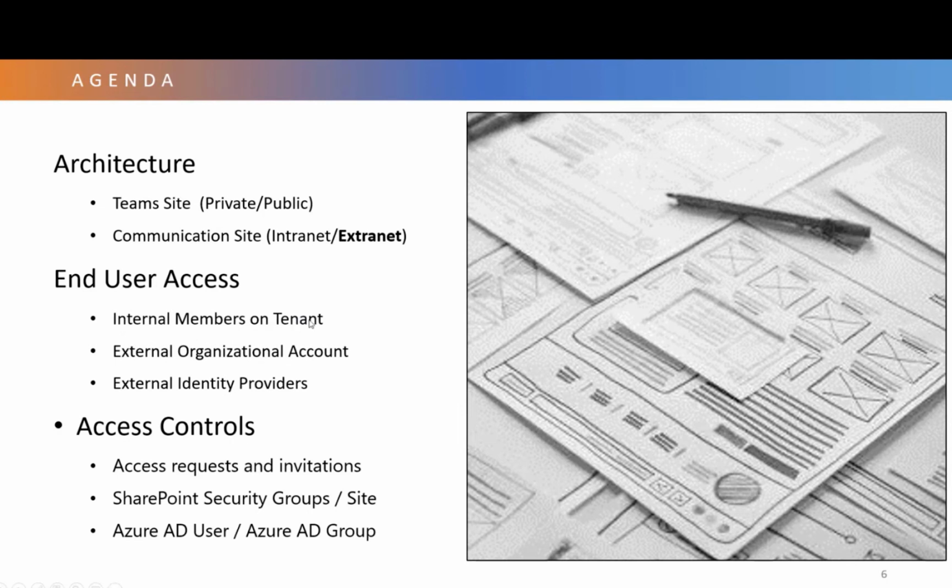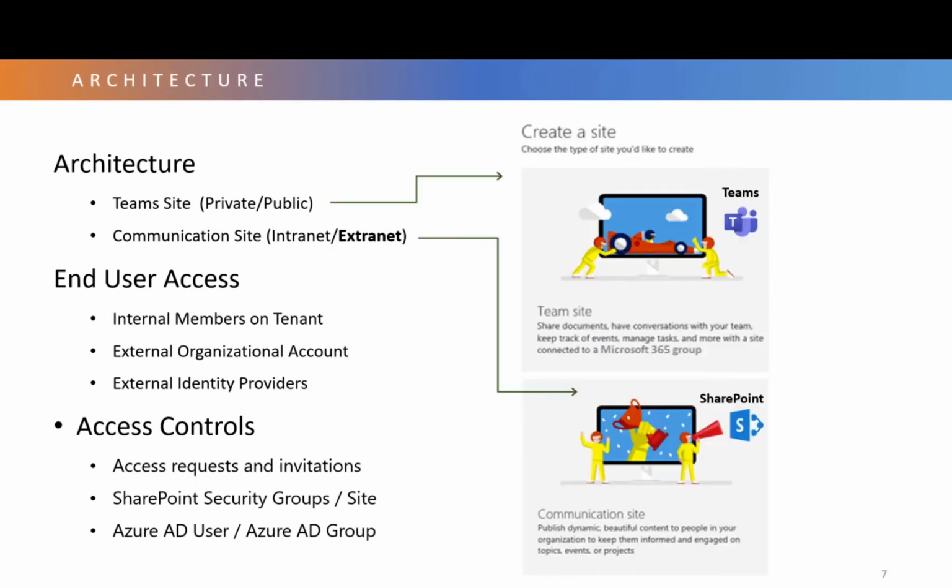The thing we're going to talk through too is end user access. Internal members on the tenant versus external tenants. When you have an external tenant, they're either an organizational account, which means they have their own Office 365 tenant, or they have another external identity provider, and we'll give some details on that. And then access controls, how to add them to SharePoint. Do you add them to SharePoint, or do you add them to an Office 365 group or an Azure group? So let me continue along.